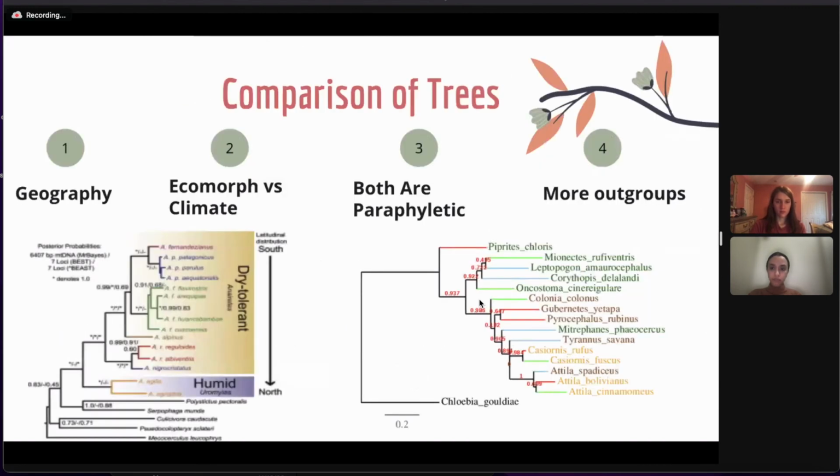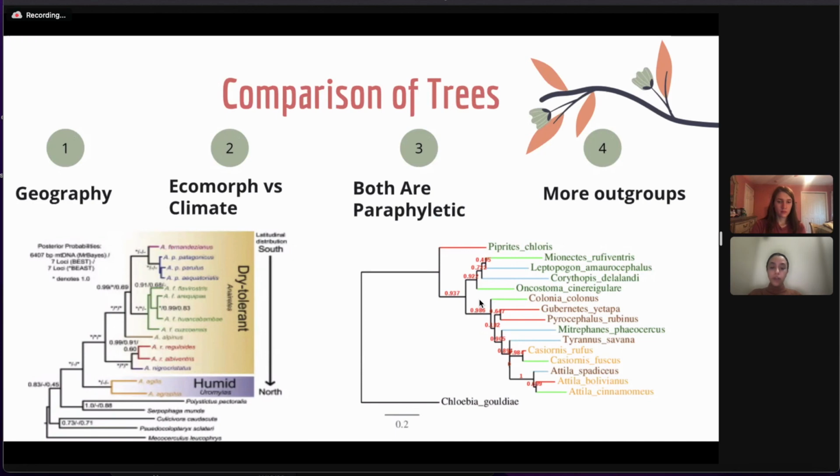For the comparison of the trees, we noticed that from the literature that we compared our tree to, we both evaluated geography, and the difference was that we evaluated based off of the ecomorph color in addition to geography, whereas they evaluated it based off of geography and the climate within that geography only. We noted that both of our results concluded that the phylogeny has paraphyletic groups rather than monophyletic groups. An important difference is also that we decided to root our tree with one outgroup, whereas they rooted their tree with multiple outgroups.